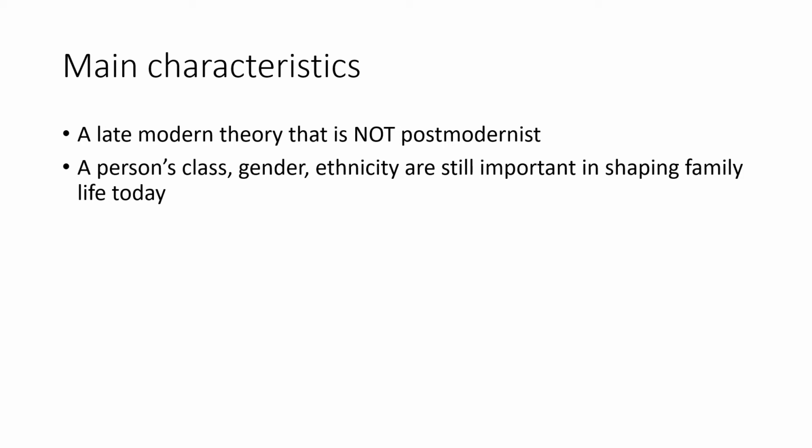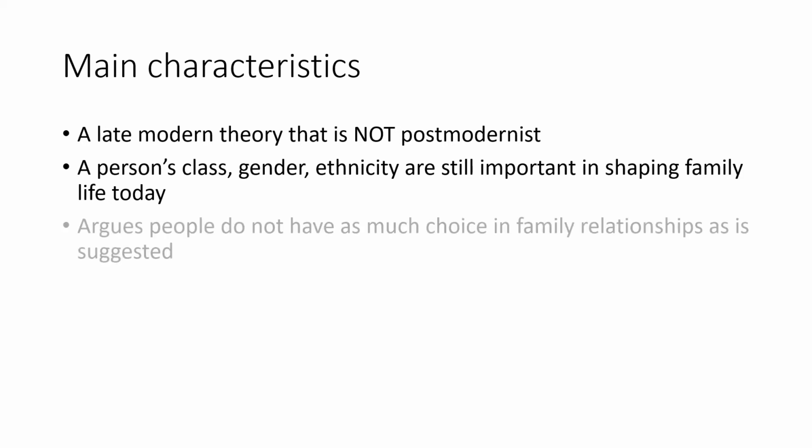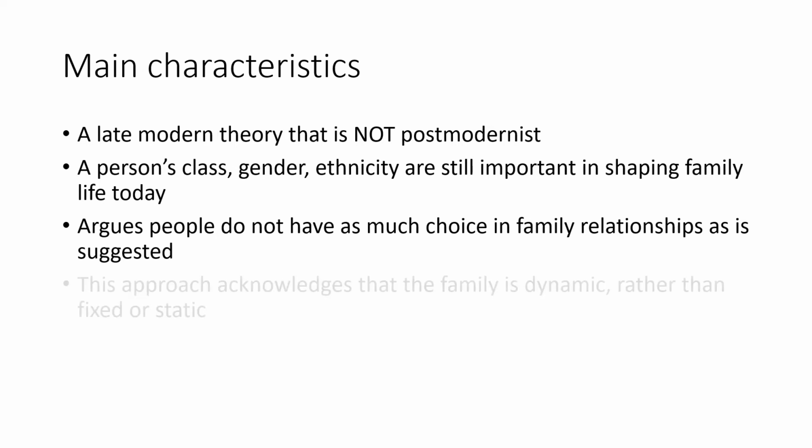So postmodernists would argue that class, gender and ethnicity are not really important anymore. But again, this is a late modern theory, so they still stick to those ideas of how in modern society these characteristics of class, gender and ethnicity undoubtedly do impact on our identity and our family life and personal life. They argue that people don't have as much choice in family and relationships as is suggested by postmodernists. Postmodernists argue that we have complete individual choice, but this personal life perspective argues that we don't actually have as much choice as postmodernists suggest.